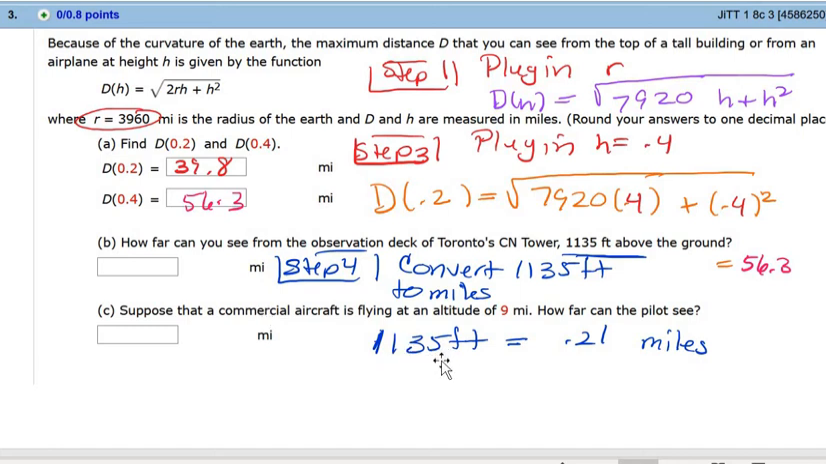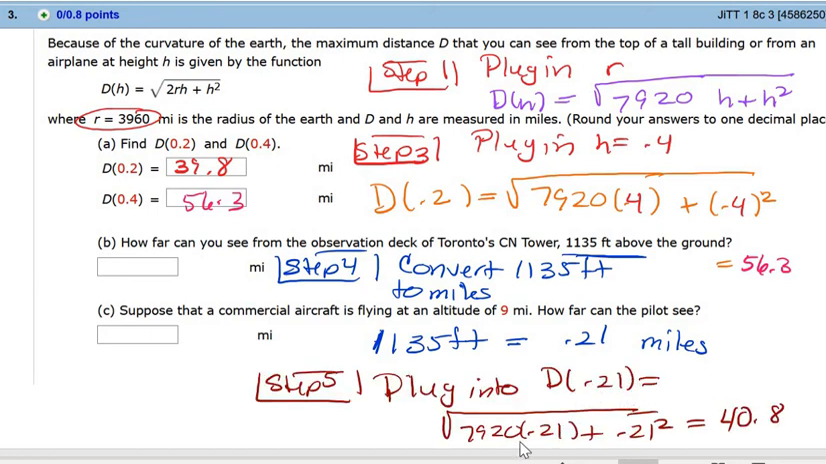So 1,135 feet is really 0.21 miles. How did I get that? I didn't do any conversion. I just went to Google and said, convert 1,135 feet to miles, and it did that for me. So I got 0.21 miles, and then how far can you see? Plug it into the formula that we had before, and then you get 40.8 miles.